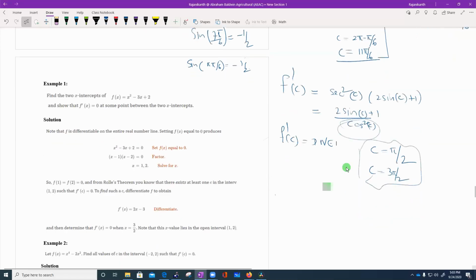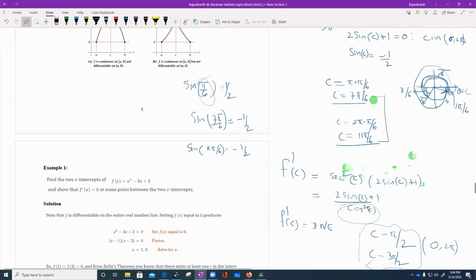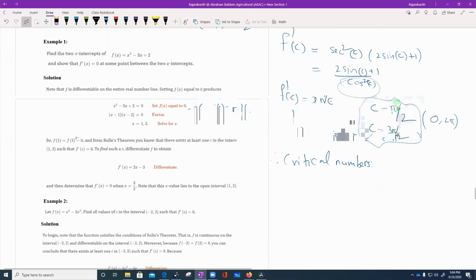So therefore, how many critical points did I get? Remember, these two are coming from 0 to 2 pi, right? Therefore, the critical numbers now, there are 4. 1, 2, 3, 4. There are 4 values now. So one is pi over 2, 3 pi over 2, 7 pi over 6, and the last one is 11 pi over 6.